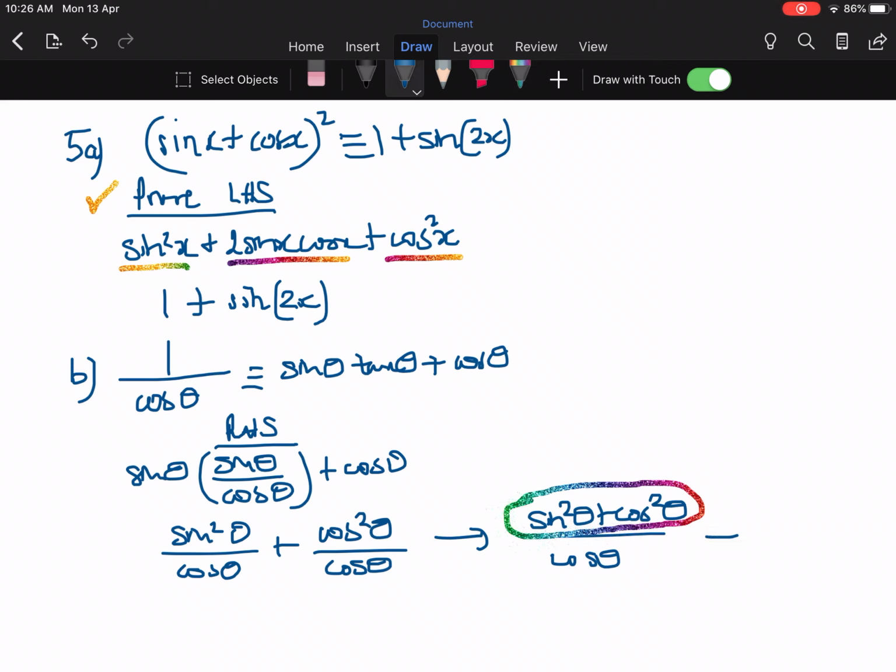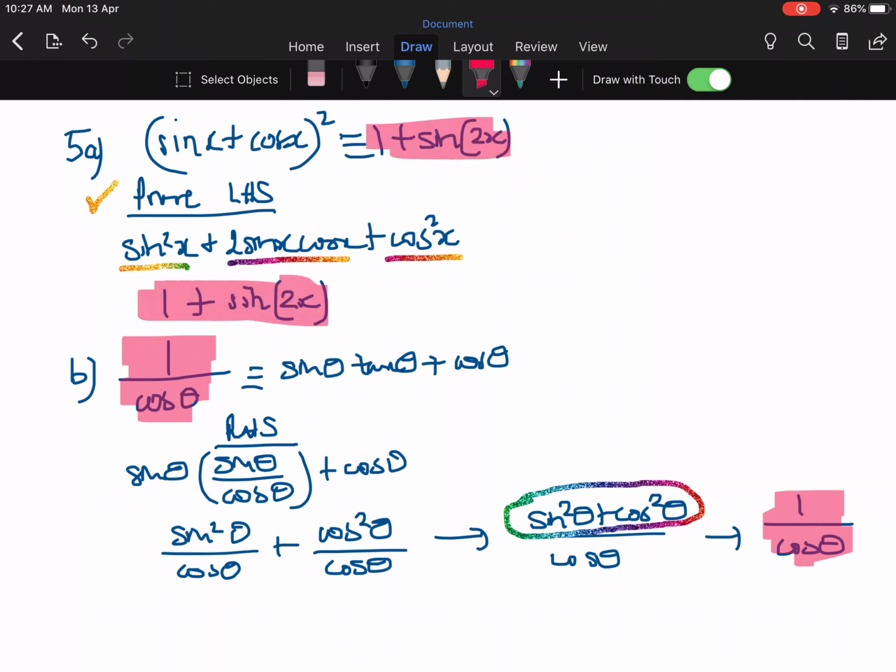So therefore, 1 over cos theta. And hence, the left-hand side is equal to the right-hand side. In the previous one, I proved the left-hand side equal to the right-hand side. I did the right-hand side for B.